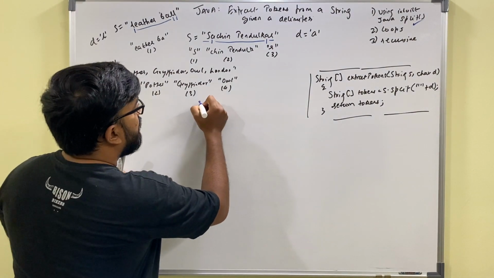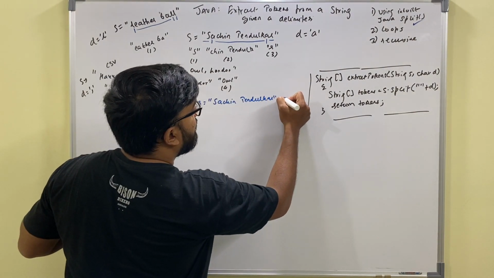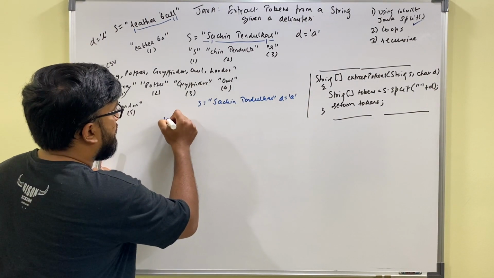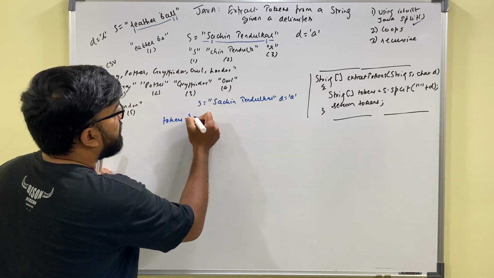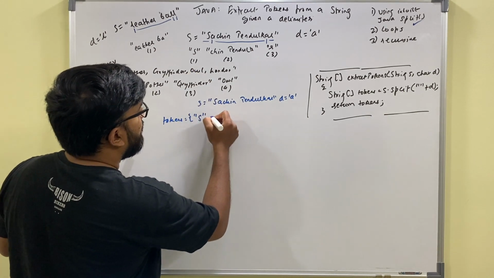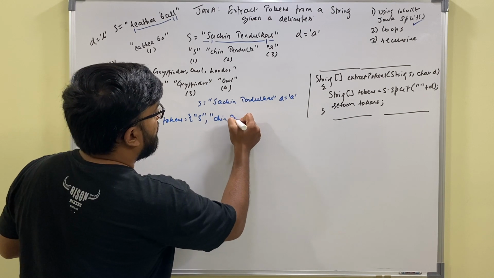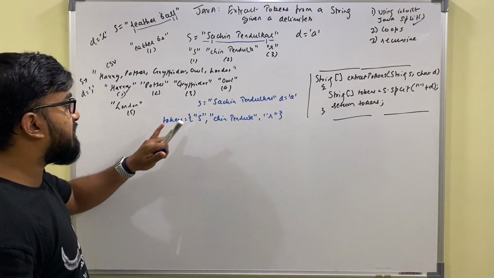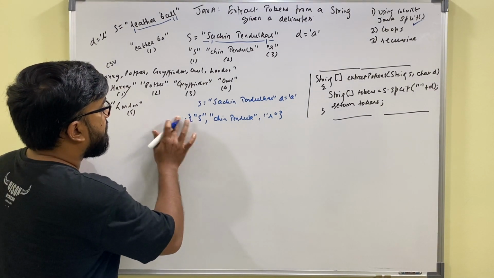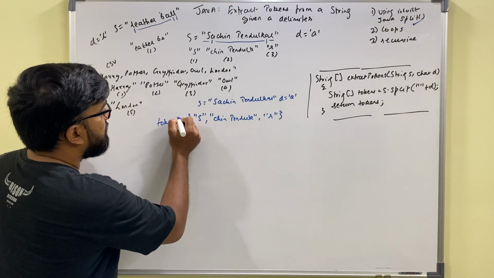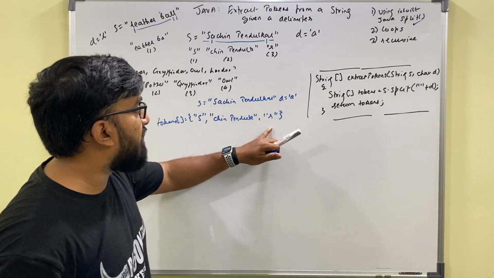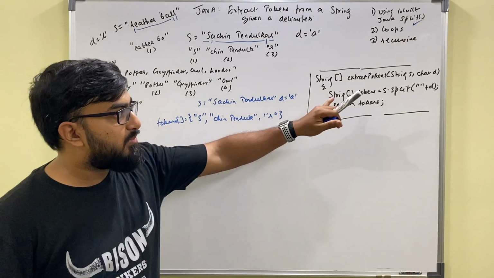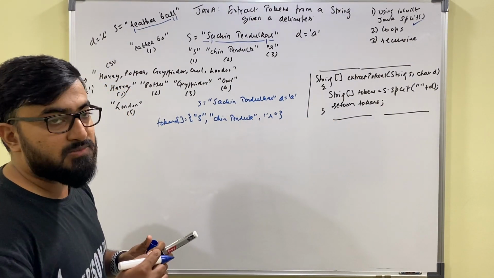So for s equal to Sachin Tendulkar and d equal to lowercase a, you will get a tokens array which will look something like this: the first token, the second token, and the third token. The size of this array is going to be 3, because there are 3 tokens, and each index will contain the token in this order. So this is how split works, but there are certain things about split that you need to know.